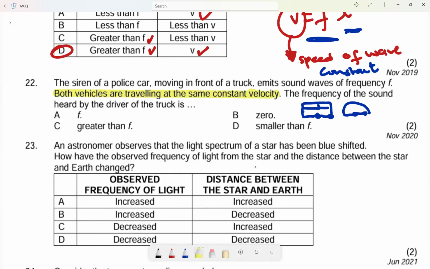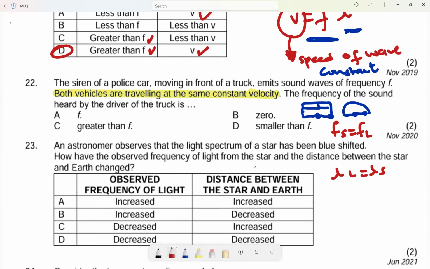If they are traveling at the same constant velocity, it is the same as saying they are stationary. Meaning the frequency that this one emits will be equal to the frequency that this one has. The frequency of the sound will be equal to the frequency of the listener, because it is not moving away and not moving towards. They are moving at the same speed, so the distance does not change, and the sound it hears will be the same throughout. The wavelength is the same also.